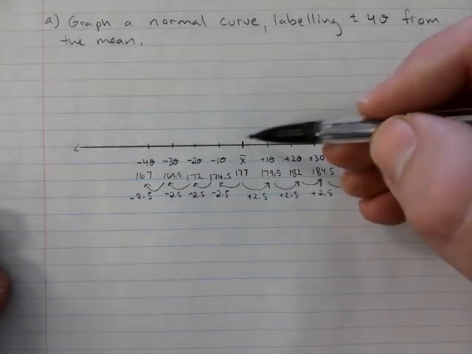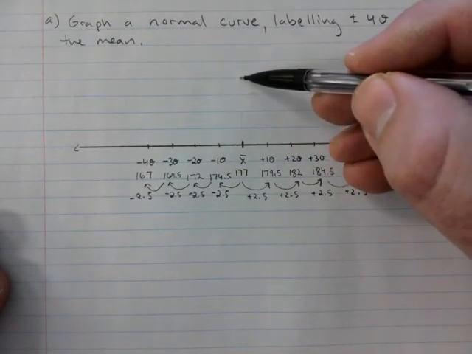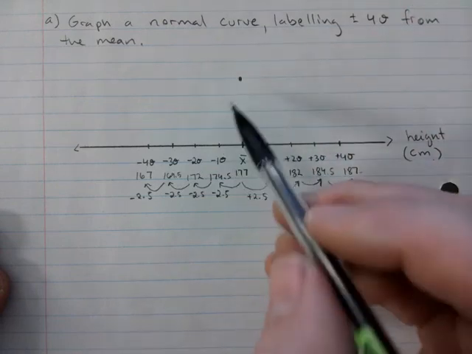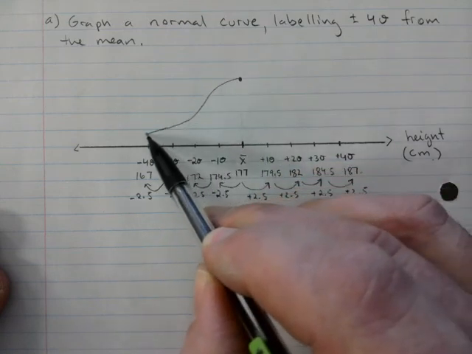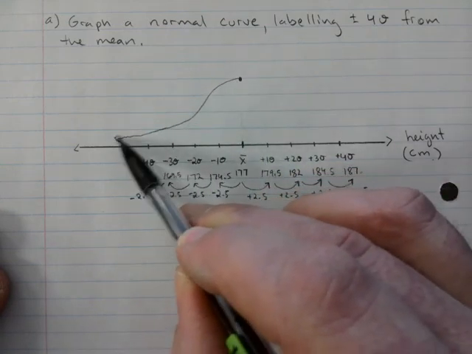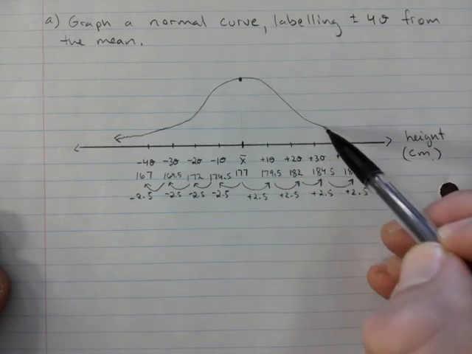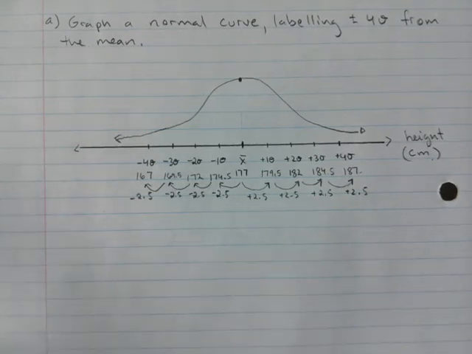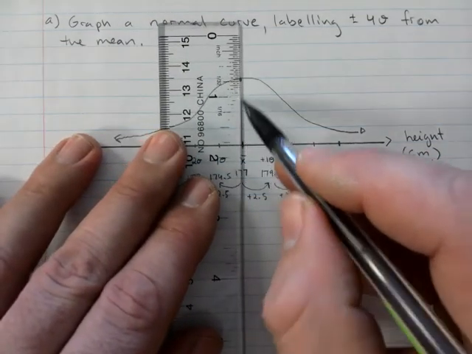Then you go to your mean, you go and find the highest point that you can possibly get, make a little dot there, then go make a bell, as best as you can. I'm not gonna pick it apart, but if it doesn't look symmetric at all, that's when you might get in trouble.